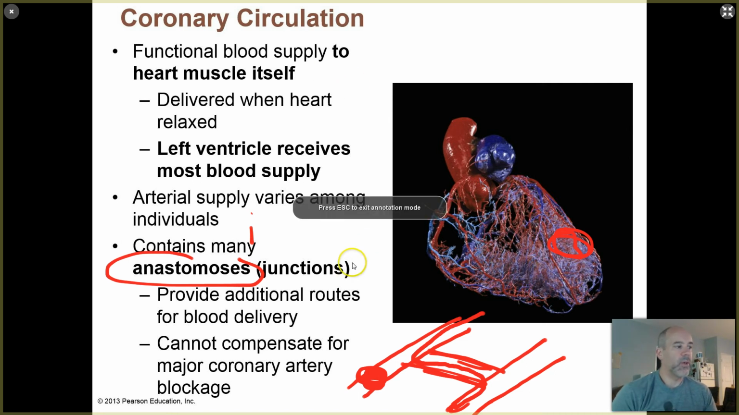Now, those work for minor type blockages, but if you have a blockage where you actually have a blood clot, an undesirable blood clot in one of the major arteries of the heart, like some of these larger ones you see up in here, those anastomoses, those little different pathways that blood can take, don't work. Those are really important for smaller arteries.